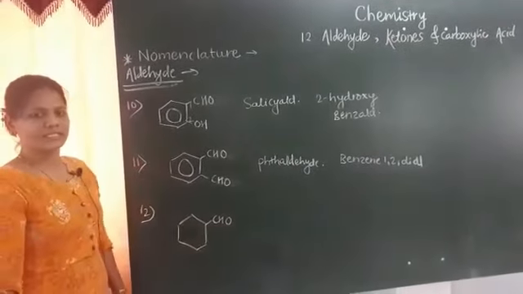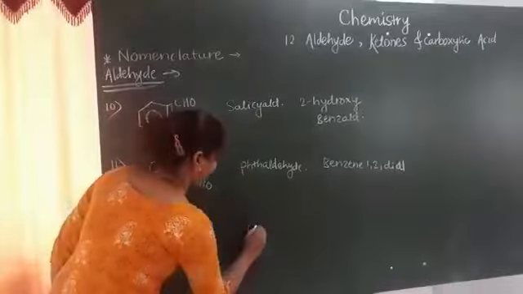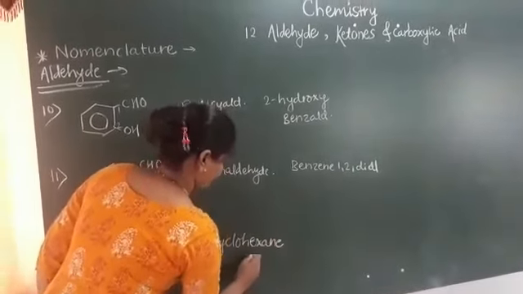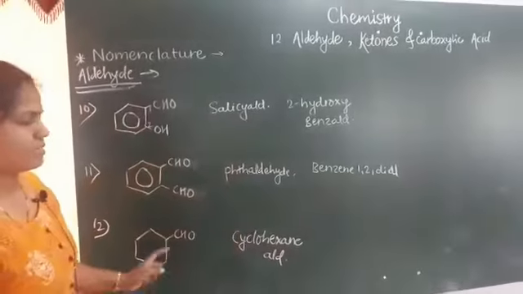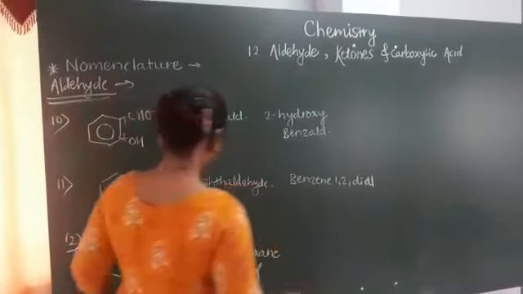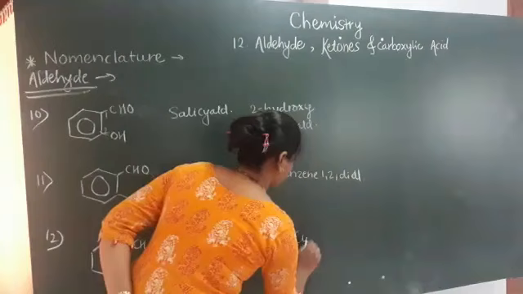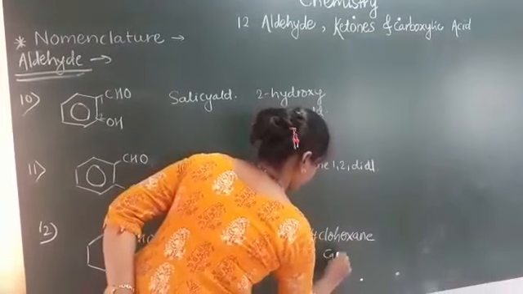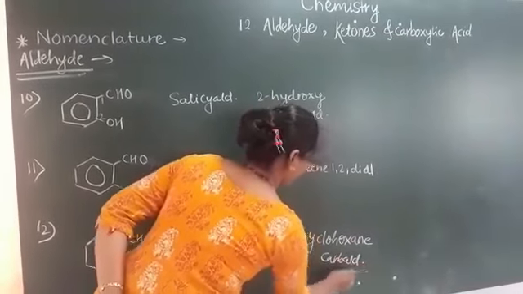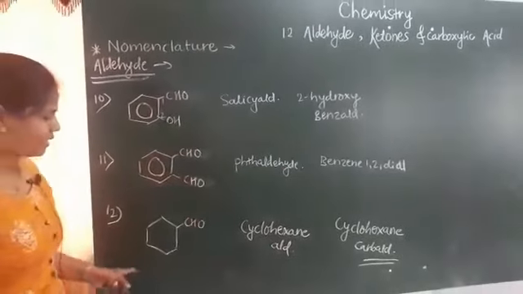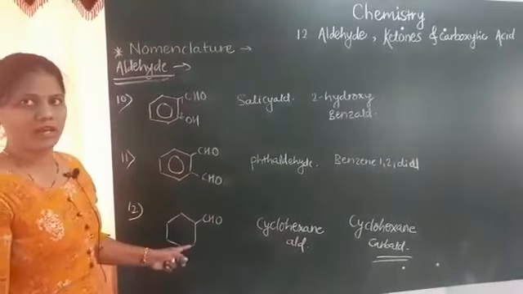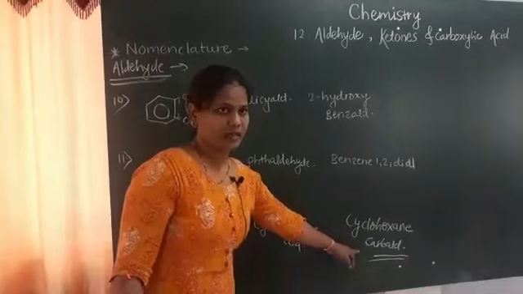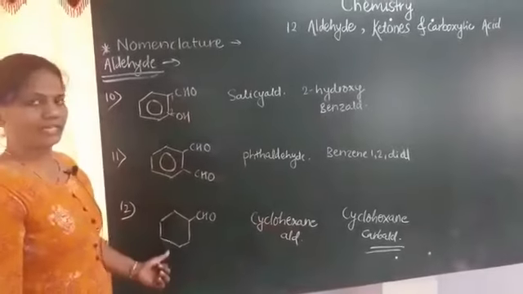CHO on a cyclohexane ring. This is cyclohexane aldehyde. The common name is cyclohexane aldehyde, and the IUPAC name is cyclohexane carbaldehyde. The word carbaldehyde we have to write when a cyclic ring of the aliphatic hydrocarbon is given. This word is compulsory in the IUPAC name system of alicyclic hydrocarbons.